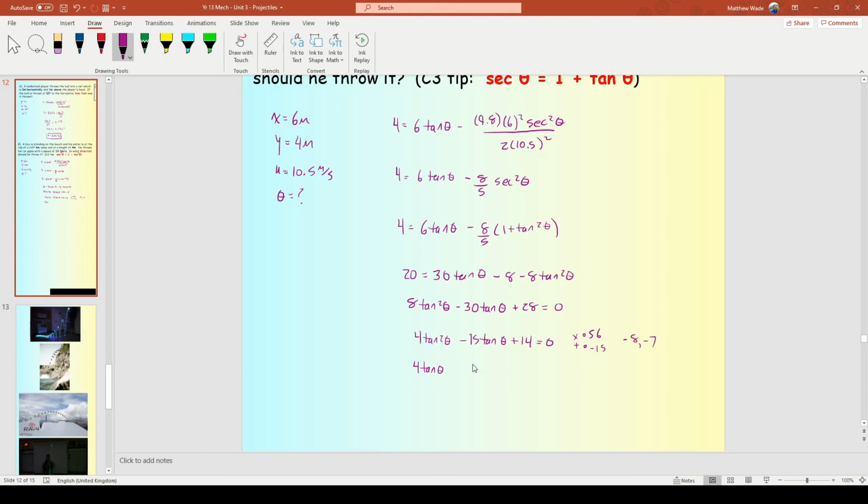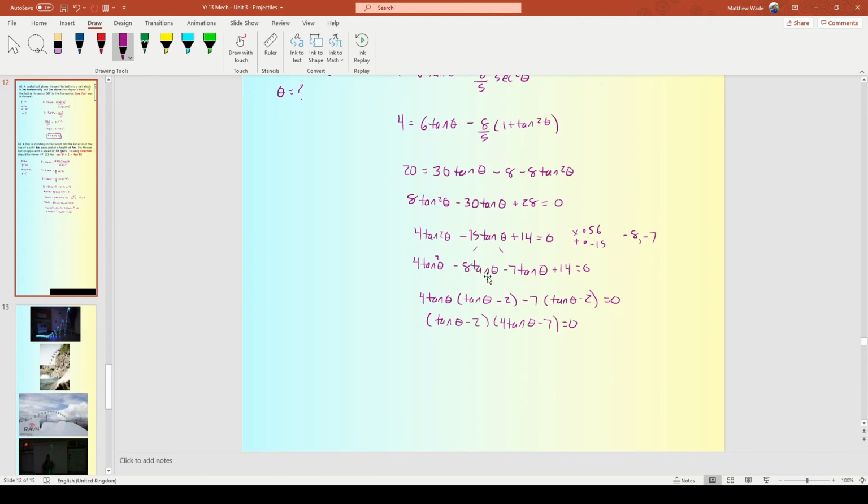4 tan theta, split the middle term, and we're going to get minus 8 tan theta minus 7 tan theta plus 14 equals 0. 4 tan theta is common in the first two, leaving you with tan theta take away 2. In the second one, minus 7 is common, leaving you tan theta take away 2 equals 0. So it factorizes to 2 tan theta take 2 and 4 tan theta take 7 equals 0.